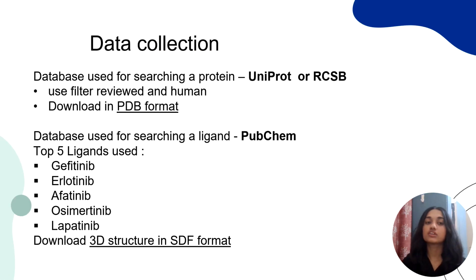Coming to data collection, the databases used for searching a protein are UniProt or RCSB. Here we search for the protein of interest and then filter it to reviewed and human, and then download it in PDB format. We use PubChem for downloading the ligands of interest. The top 5 ligands which I've selected are gefitinib, erlotinib, afatinib, osimertinib and lapatinib, downloaded as a 3D structure in SDF format.